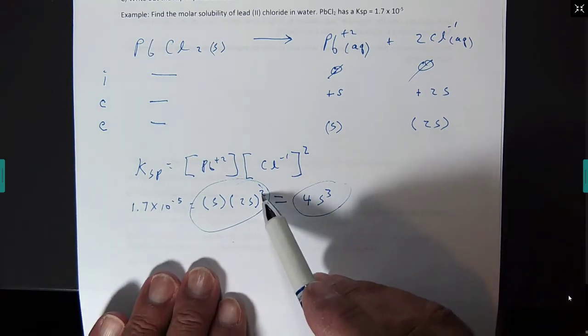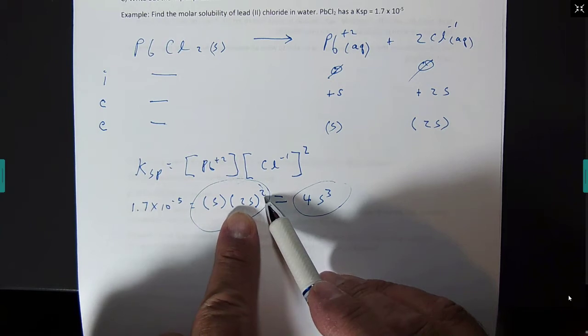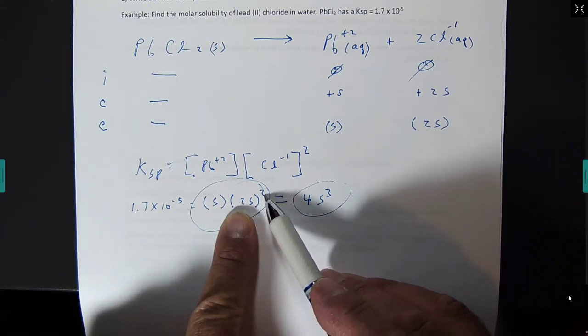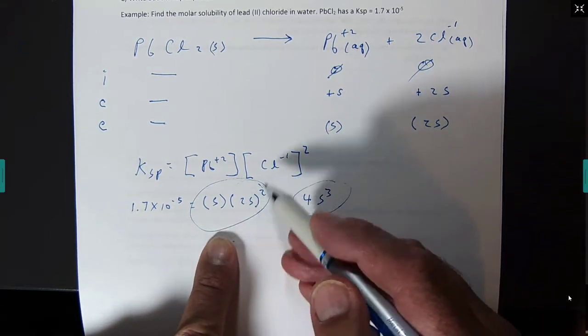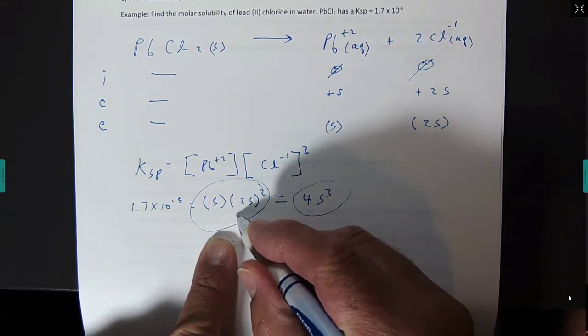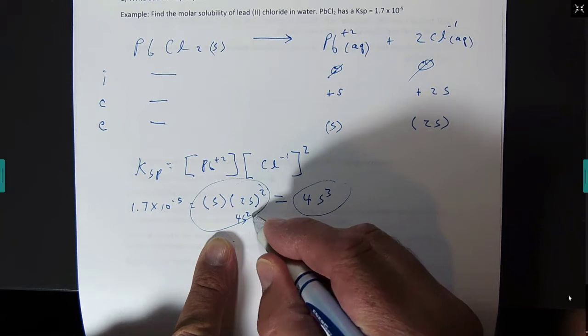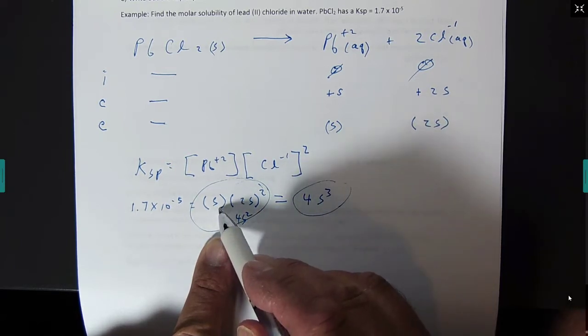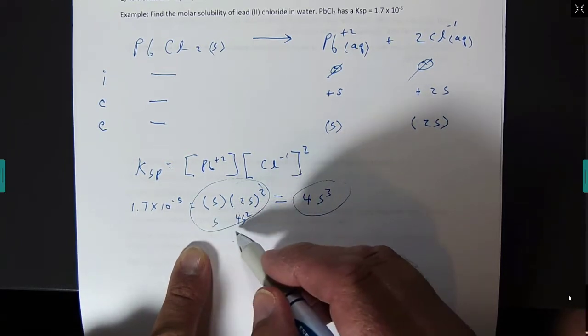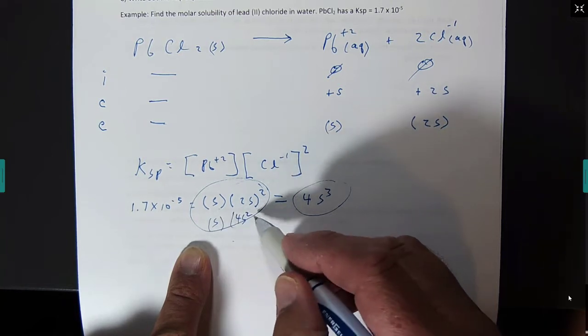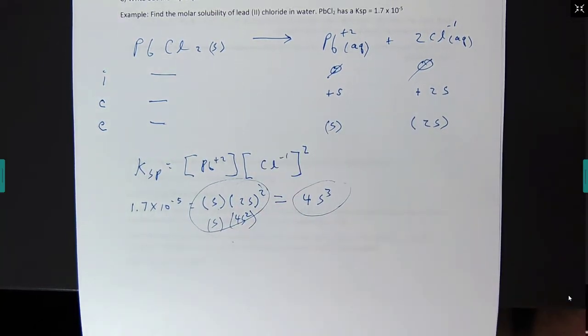So again, that 2 gets squared, becomes a 4. That S gets squared, so this is 4S squared. This whole term here is 4S squared multiplied by S. That's how we're getting the 4S cubed.